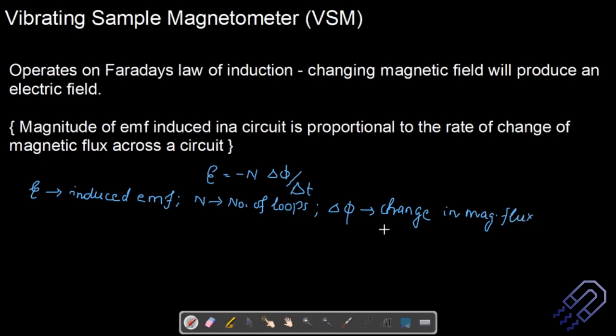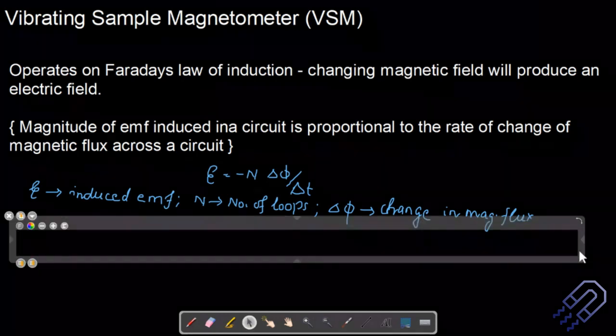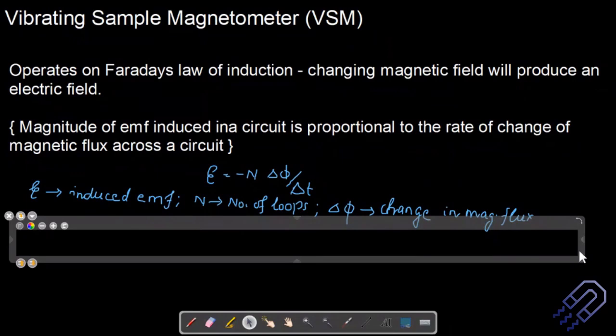And delta T is the change in time. So what happens is that if there is a change in this magnetic field, it will give a change in the electric field, and that electric field can be measured.